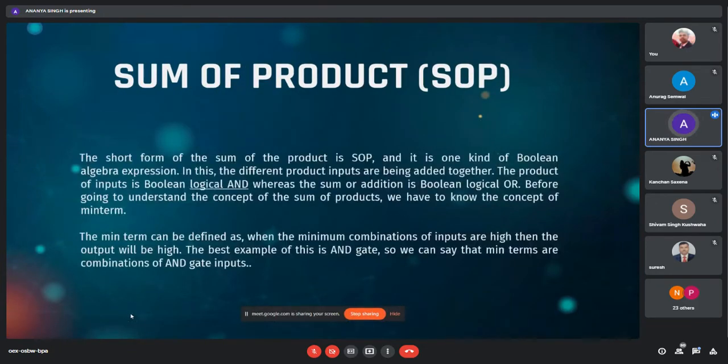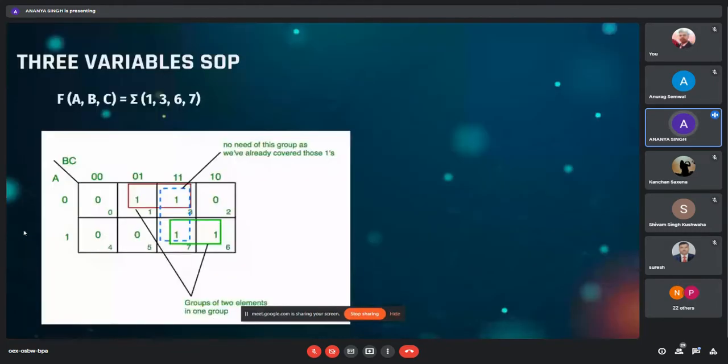Now, coming to the types of Boolean expression, there are two types, SOP and POS. In this slide, I'm explaining SOP, sum of products. In SOP, different product inputs are added together. The input first passes through the AND and then OR to yield the output. Now, in this slide, I've given an example of three variable SOP. The three variables here are A, B, C. Here, the number of variables is 3, and hence the number of cells is 2 to the power 3, which is equal to 8. Similarly, if the number of variables is 4, the cells would be 2 to the power 4, which is equal to 16.